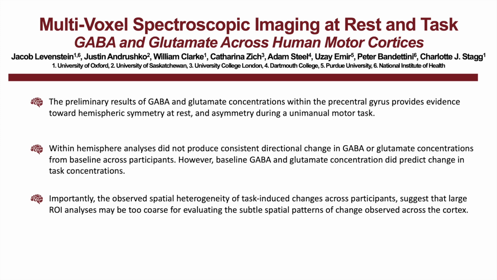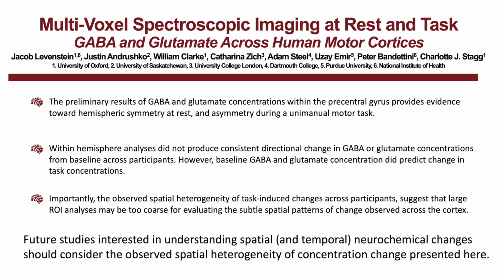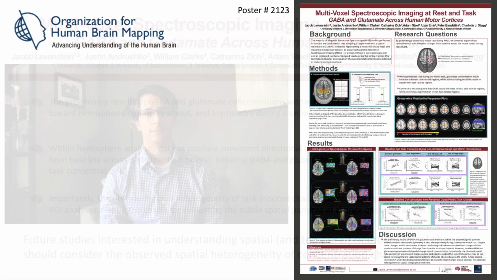Finally, I show 3 examples of spatial heterogeneity in terms of how neurochemicals change relative to this particular task. In light of these findings, future studies interested in task-induced neurochemical change, whether across space or time, should consider the heterogeneity across participants observed here.